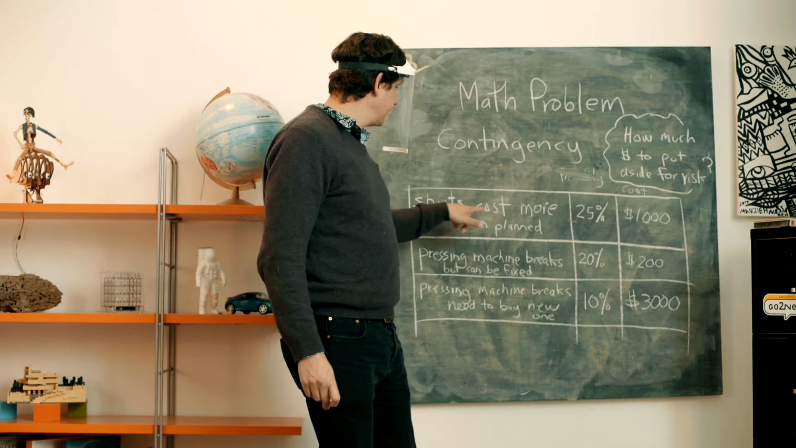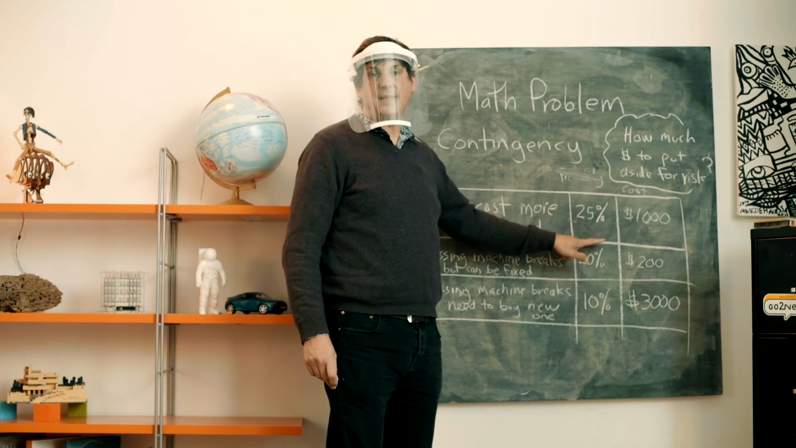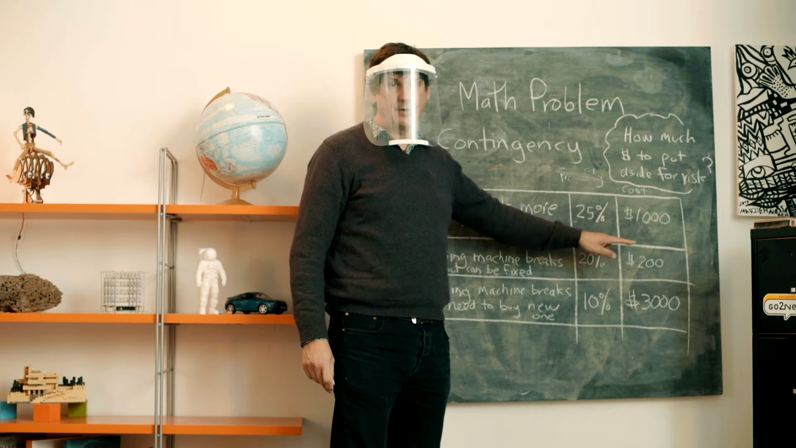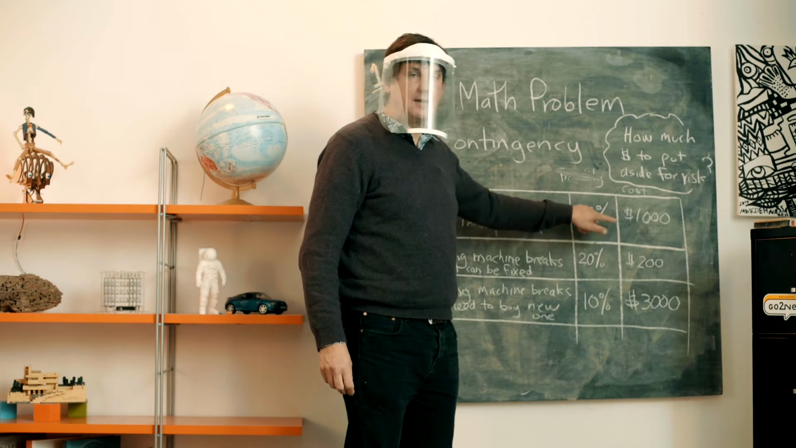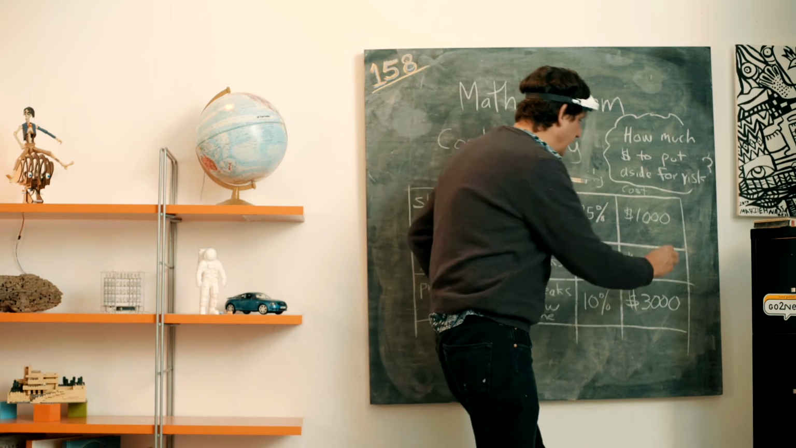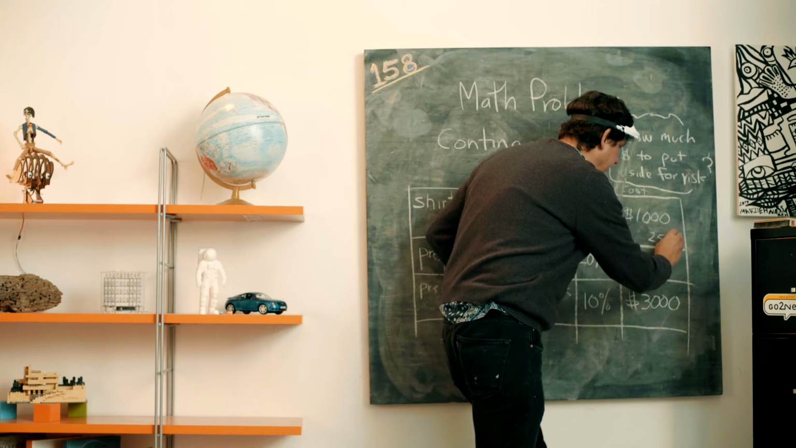So the t-shirts cost more than planned. We say there's a 25% chance of that occurring. If it does occur, it's going to cost us an extra $1,000. So if we multiply 25% times the $1,000, that would give us $250.